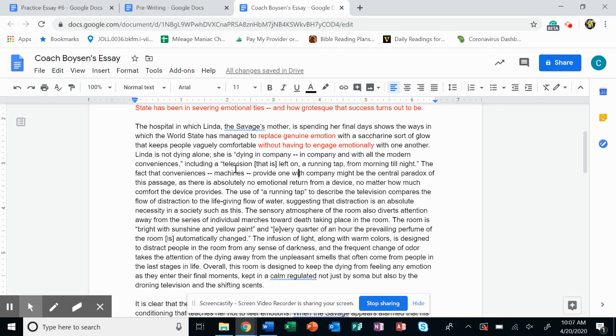Now my C1, the fact that conveniences, machines, provide one with company might be the central paradox of this passage, as there is absolutely no emotional return from a device. Remember, your comments also need to come back to your thesis, no matter how much comfort the device provides. The use of a running tap to describe the television compares the flow of distraction to the life-giving flow of water, suggesting that distraction is an absolute necessity in a society such as this.